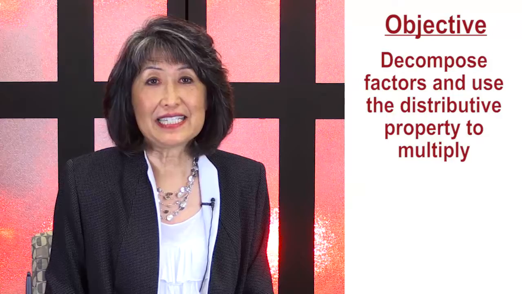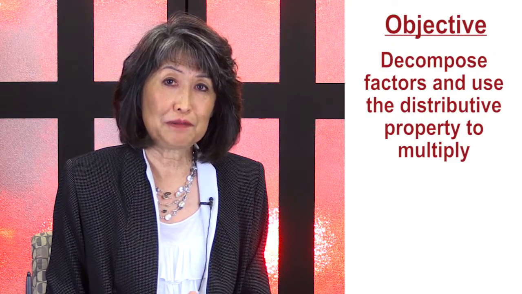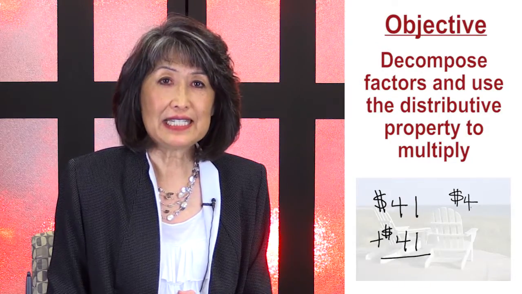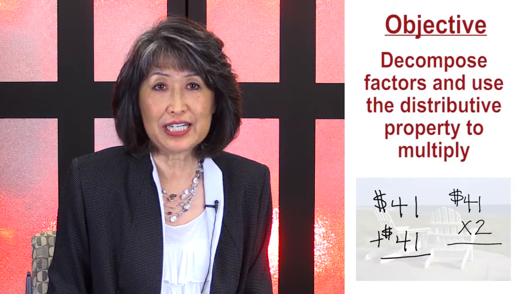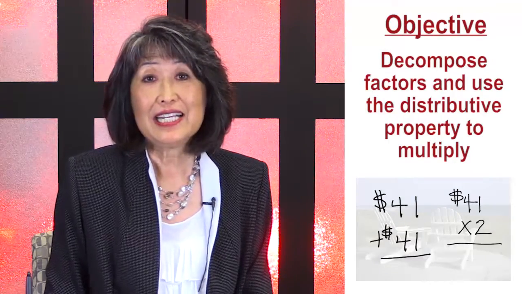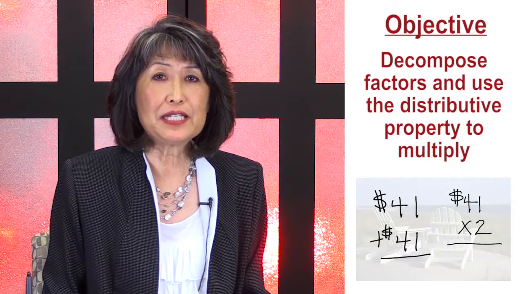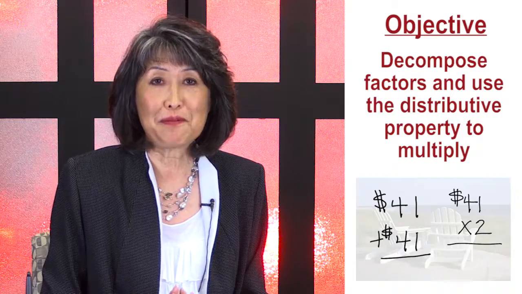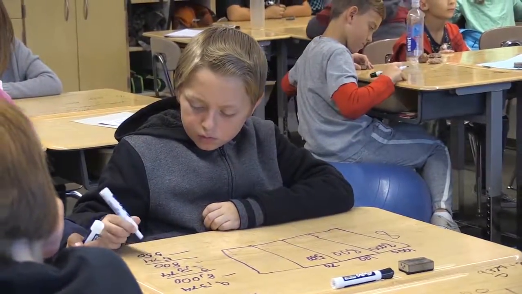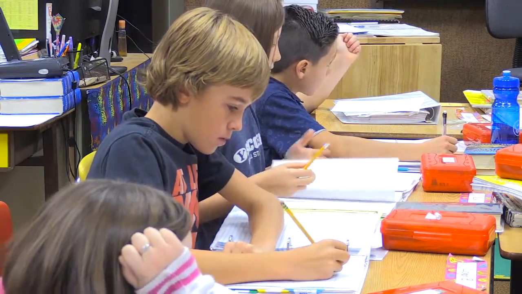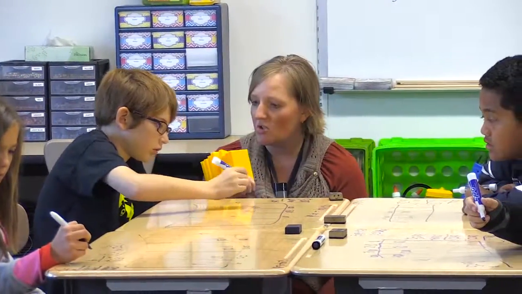The objective of this lesson is to decompose factors and use the distributive property to multiply. In the previous lesson, students learned repeated addition as a strategy for multiplying two-digit by one-digit factors. This lesson serves to transition from repeated addition to decomposing numbers and using the distributive property. This lesson assumes that students are comfortable with multiplying single-digit numbers by multiples of 10 from third grade. Reviewing this concept might be necessary with your child.